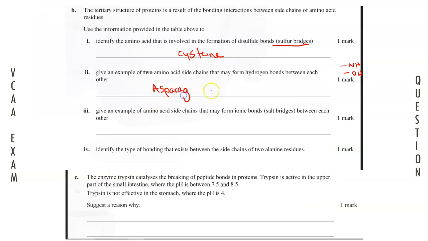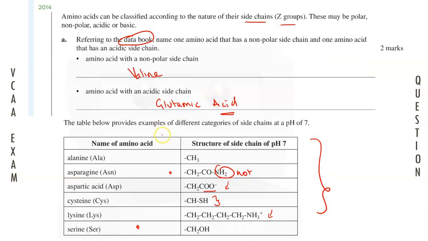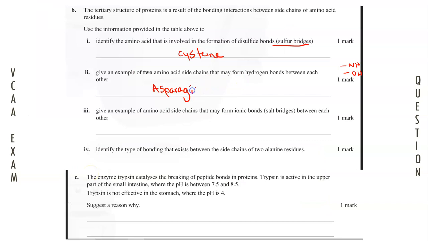Always make sure that you double check your spelling. Because VCAA, if they have given you the spelling in the data booklet or it's a chemical name, they expect you to spell it correctly. So always make sure that you check for the spelling on those.